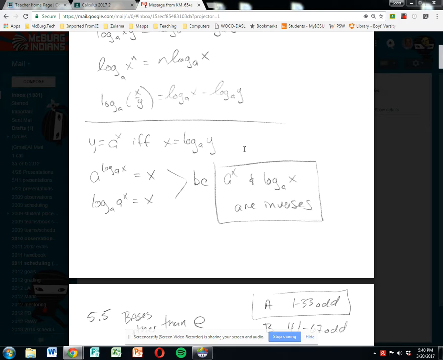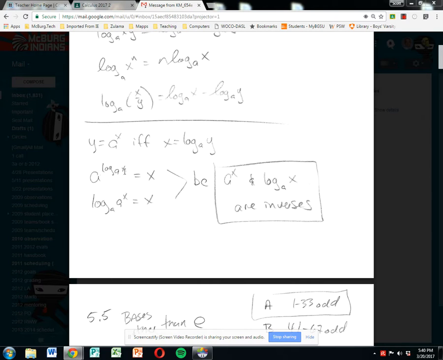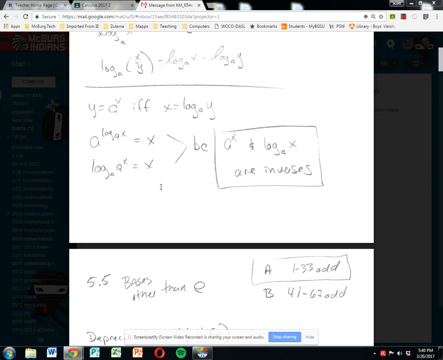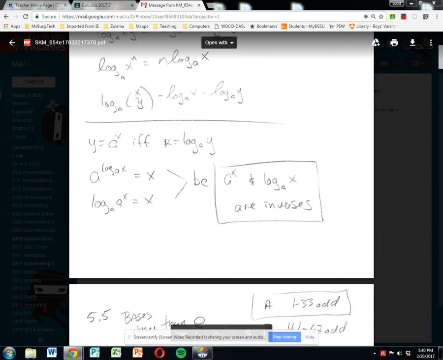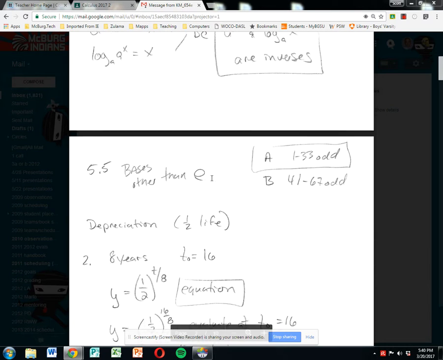And this if and only if law, the one that talked about a to the x, if and only if x is equal to log base a of y, this is true. Also, the fact that a to the x and log base a of x are inverses. So if you apply either one of them to the other one, then you get the identity function x. Again, these two things, a to the x and log base a of y, they've already switched the x and the y, and that drives me nuts. I wish they would just leave it.